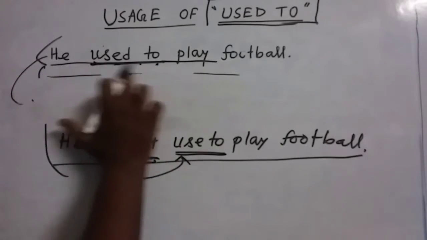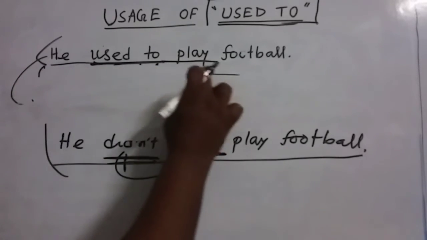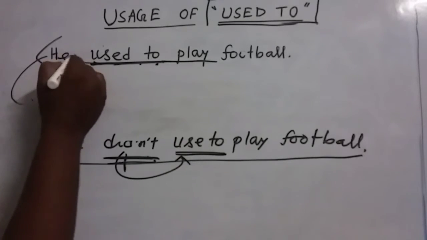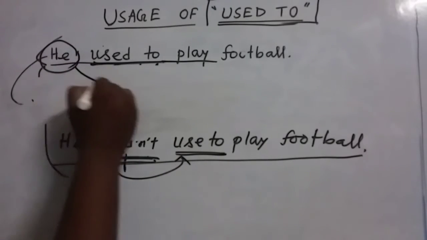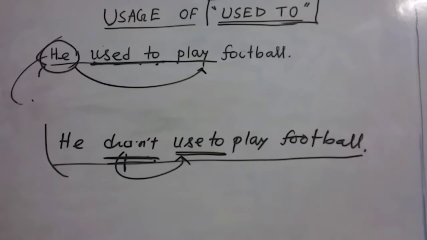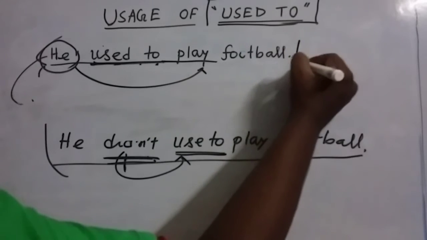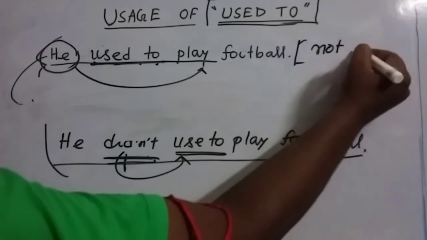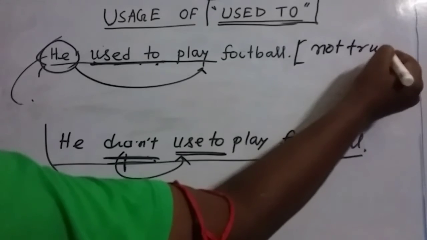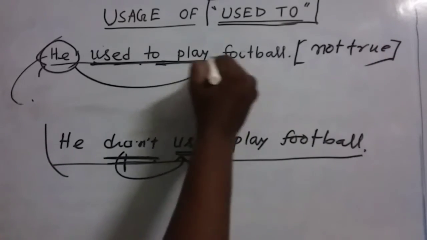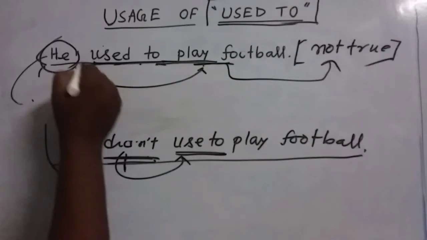Here, this sentence "he used to play football" means this subject played football regularly in the past time. Maybe when he was a boy, at that time he used to play football regularly. That means it was his habit. But right now this is not true. Right now this activity is not done by this subject.